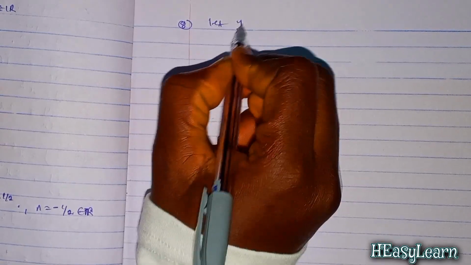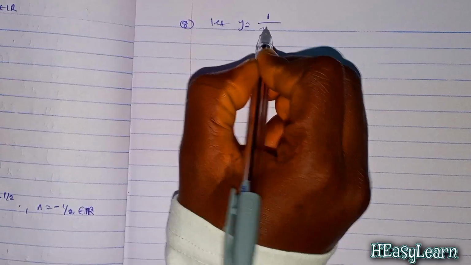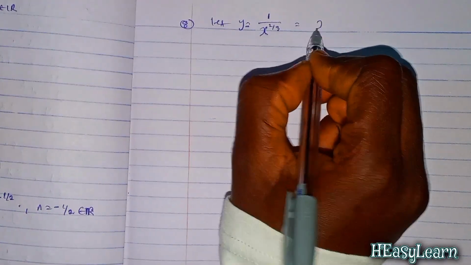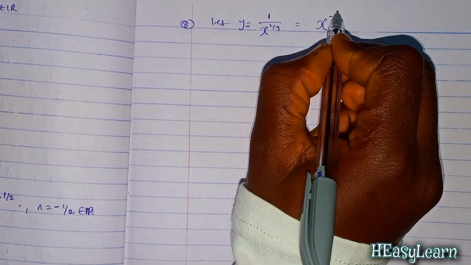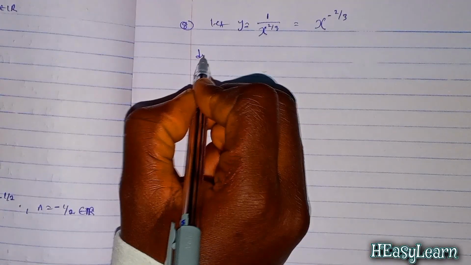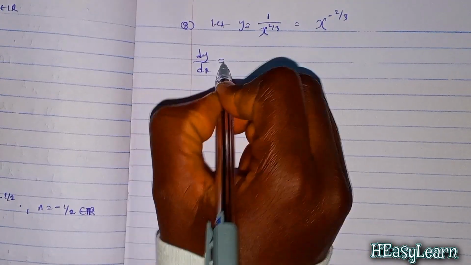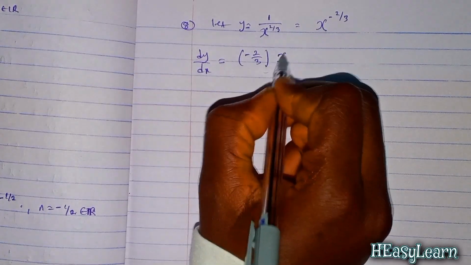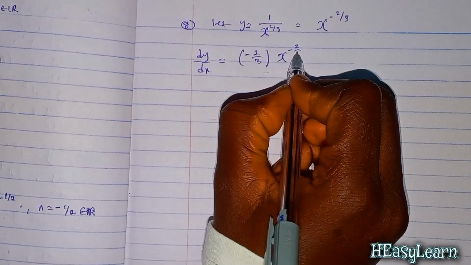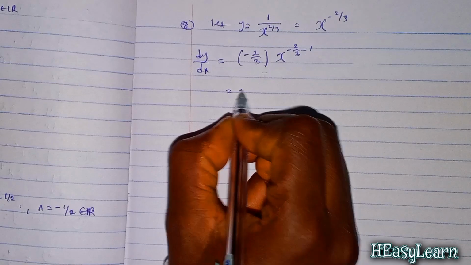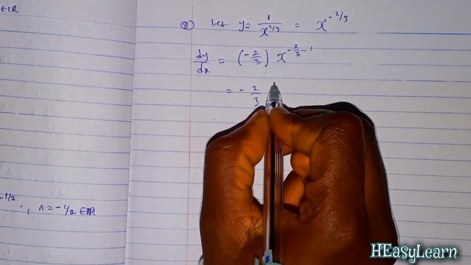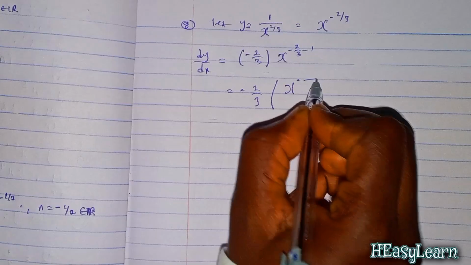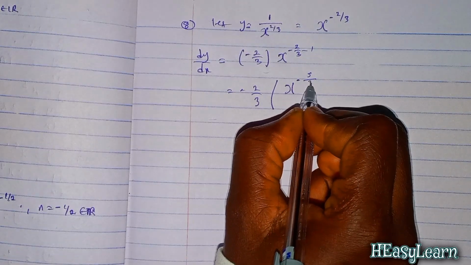Number 8. Let y equal 1 over x to the power of 2 over 3. This is the same thing as x to the power of minus 2 over 3. The derivative of this function is to multiply by the power, then reduce the power by 1. Minus 2 over 3 x to the power of minus 5 over 3.